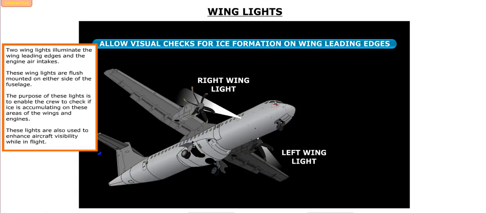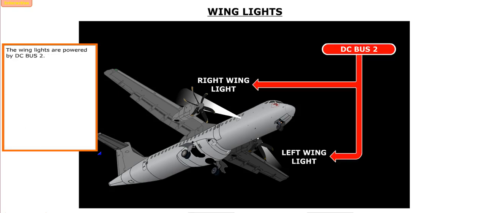Two wing lights illuminate the wing leading edges and the engine air intakes. These wing lights are flush mounted on either side of the fuselage. The purpose of these lights is to enable the crew to check if ice is accumulating on these areas of the wings and engines. These lights are also used to enhance aircraft visibility while in flight. The wing lights are powered by DC bus 2.